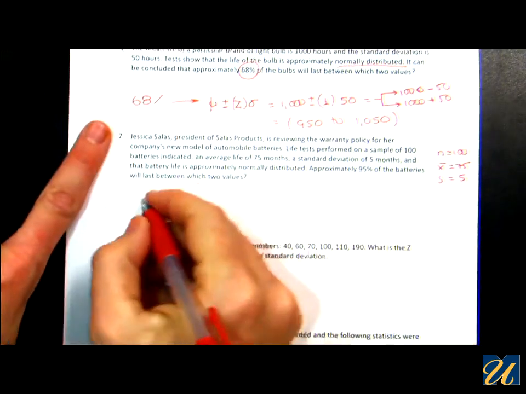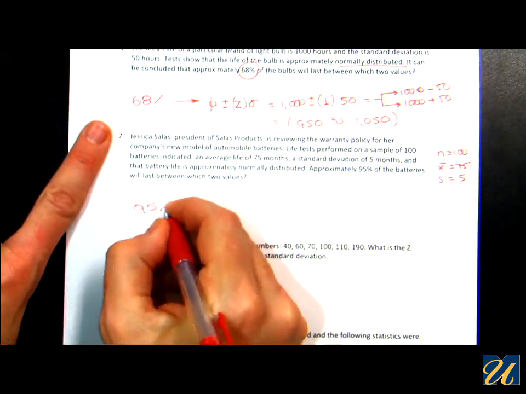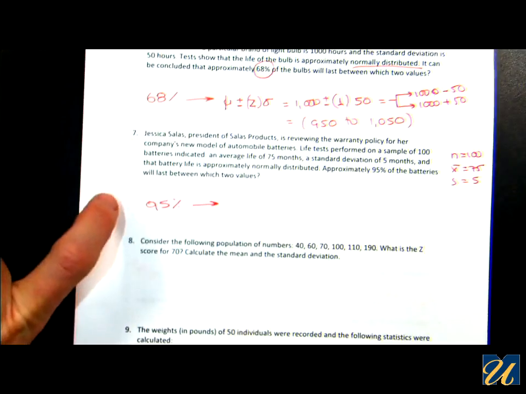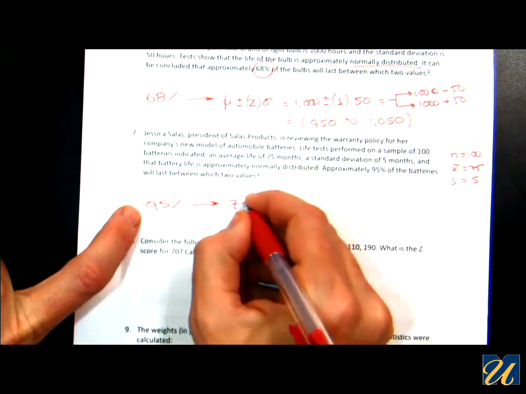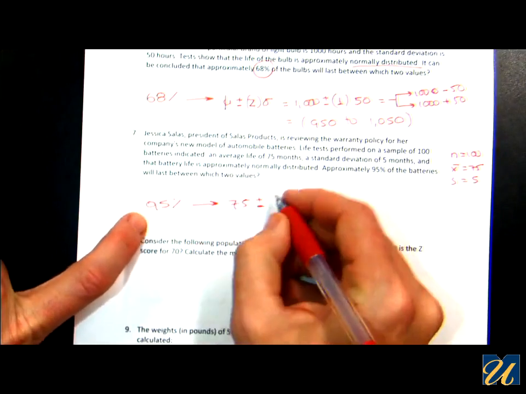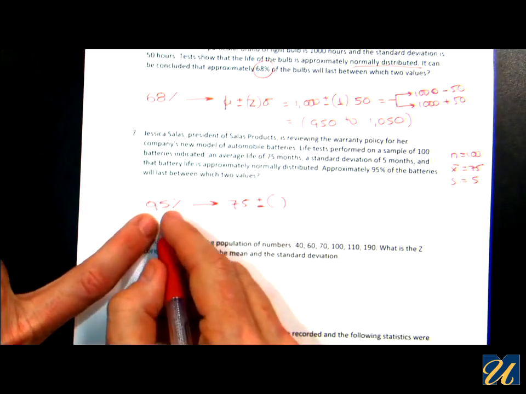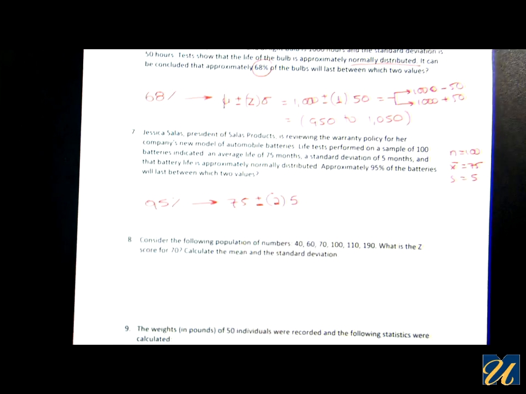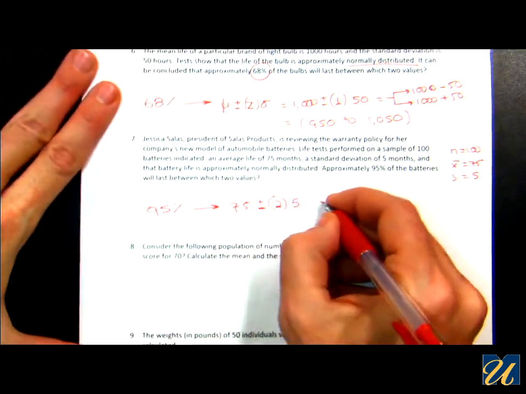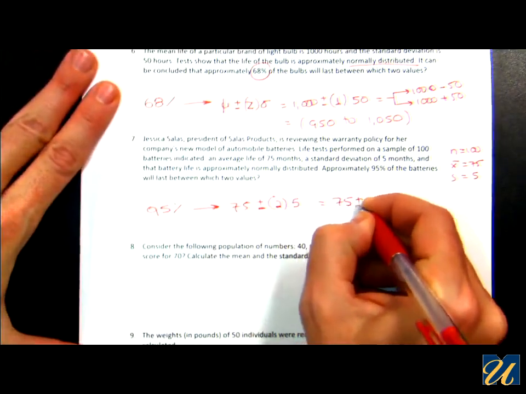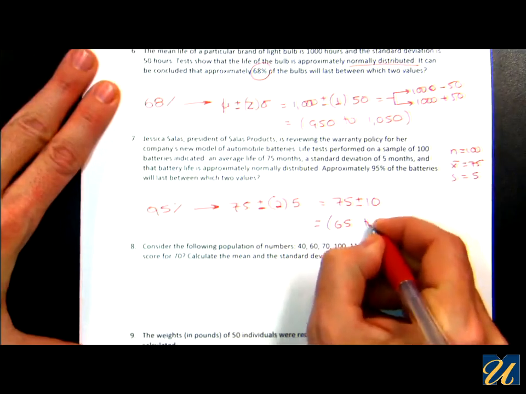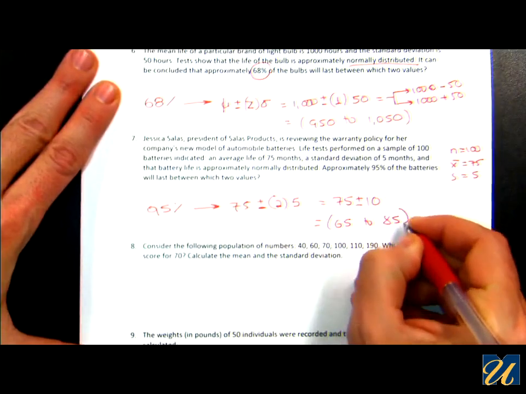So for 95%, again, empirical rule. So you will have x bar plus minus how many standard deviations correspond to 95%. This would be 2 times the standard deviation. So this would be equal to 75 plus minus 10, which would mean from 65 to 85.